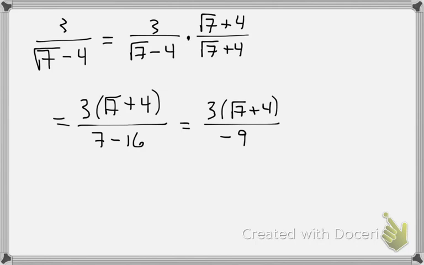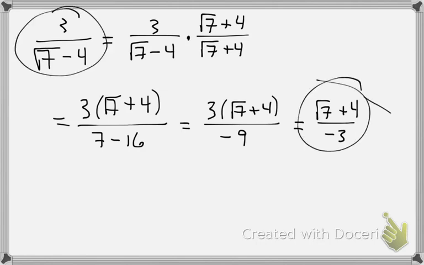It does so happen that we can reduce by 3. So square root of 7 plus 4 over negative 3. So 3 over square root of 7 minus 4 and square root of 7 plus 4 over negative 3 are the same value. But the first one has a square root in the denominator and the last one doesn't. So this is rationalizing the denominator. We got rid of the square root in the denominator.